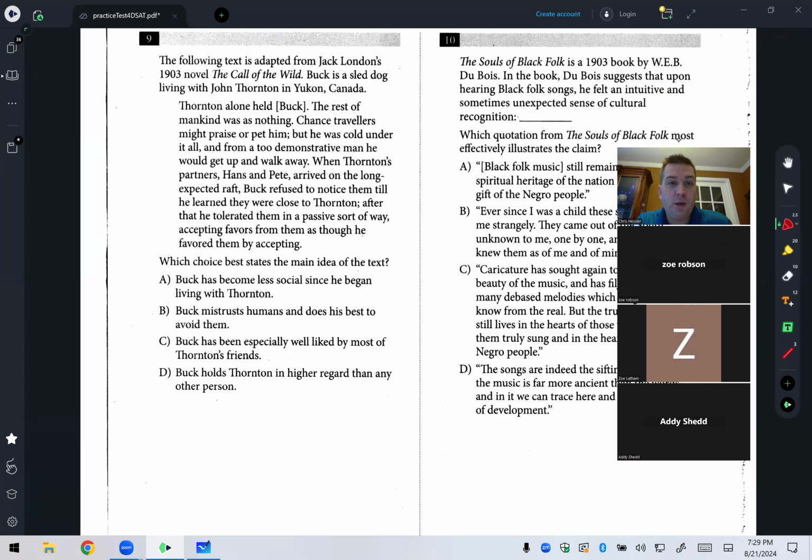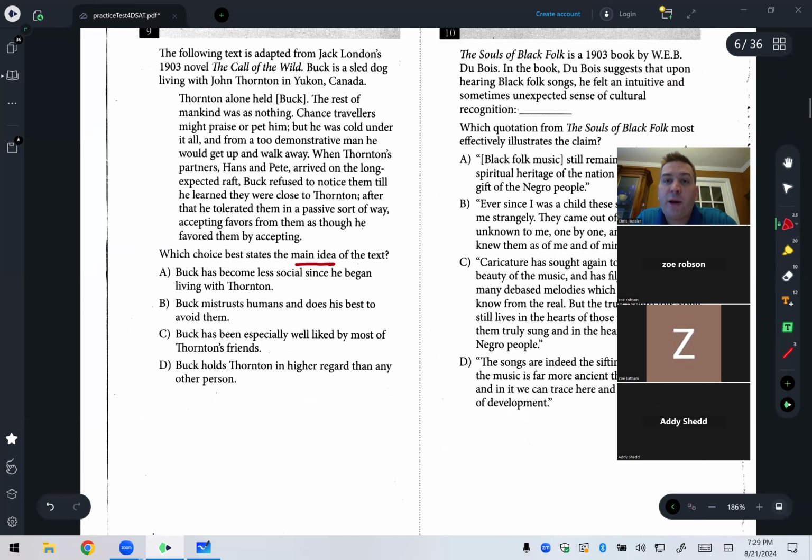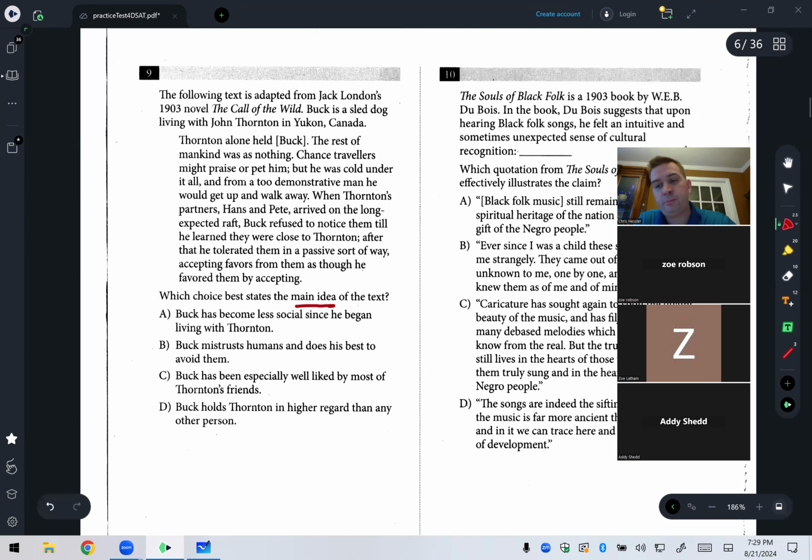So it looks like we have another main idea question here. And then for number 10, we have to correctly select a quote that most effectively illustrates a claim. So try these two, take about 2 minutes, 2.5 minutes, and then we will go over these two together.